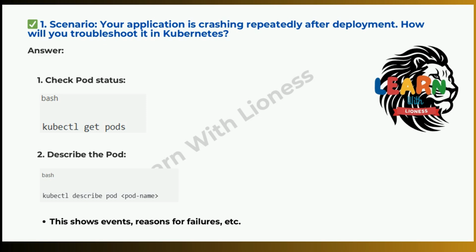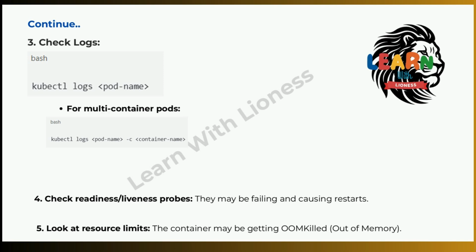Answer. 1. Check pod status: kubectl get pods. 2. Describe the pod: kubectl describe pod <pod-name>. This shows events, reasons for failures, etc. 3. Check logs: kubectl logs <pod-name>. 4. Multi-container pods: kubectl logs <pod-name> -c <container-name>.